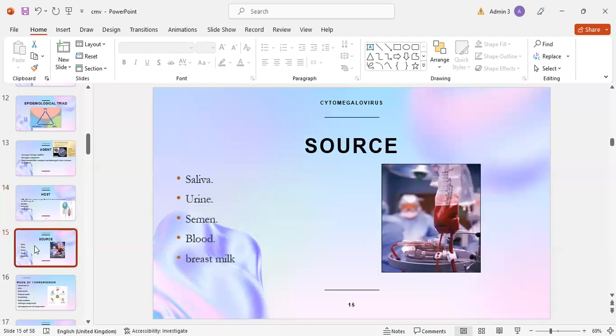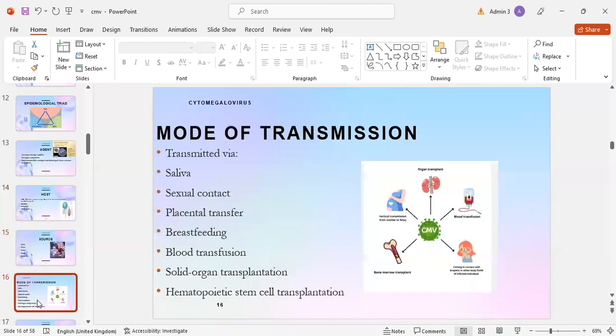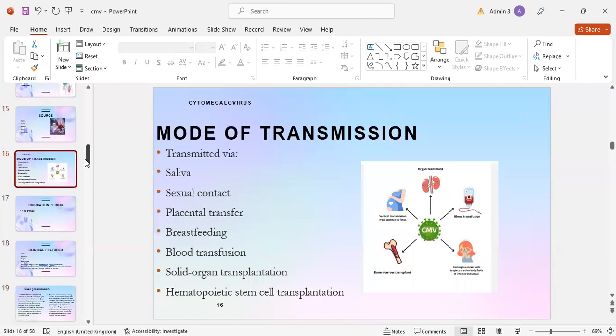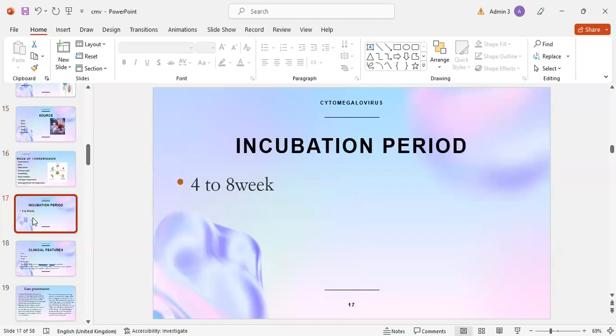Source is body secretions, that is saliva, urine, semen, blood, and breast milk. Mode of transmission: it is transmitted via saliva, sexual contact, placental transfer, breastfeeding, blood transfusion, solid organ transplant, and hematopoietic stem cell transplantation. Incubation period is 4 to 8 weeks.